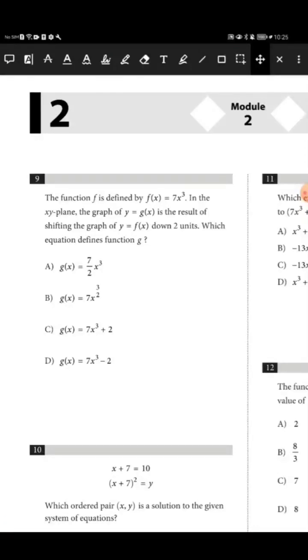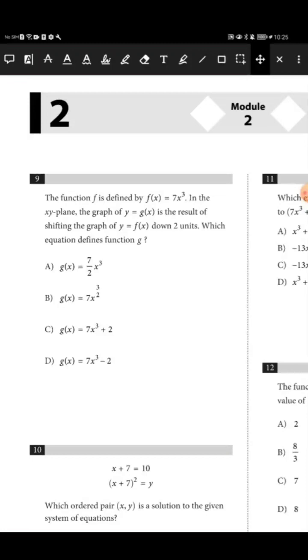In the xy plane, the graph of y equals g of x is the result of shifting the graph of y equals f of x down 2 units. Which equation defines the function g? So if the graph is shifted down 2 units, then the y-intercept becomes from 0 to -2.